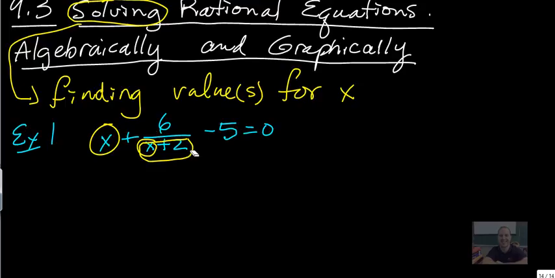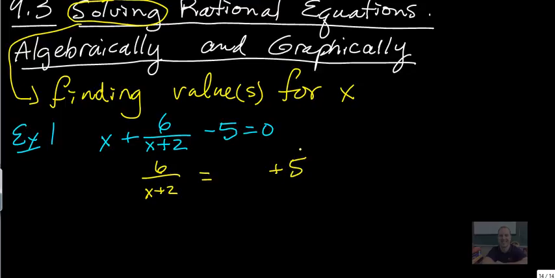So what you might want to do to simplify things is to get this rational part all on one side of the equation by itself. If we do that, this turns into 6 over x plus 2. And on this side, we're going to add 5 to both sides, so it's going to be a plus 5 over here. And we're going to subtract x, so it's going to be a minus x. Now, I'm just going to write the x first. It doesn't matter if you write the 5 first or the x first.